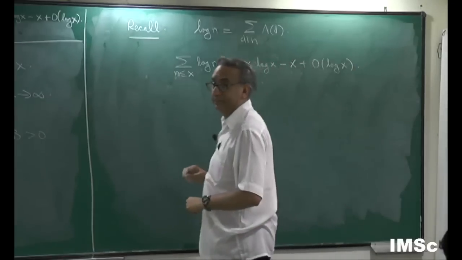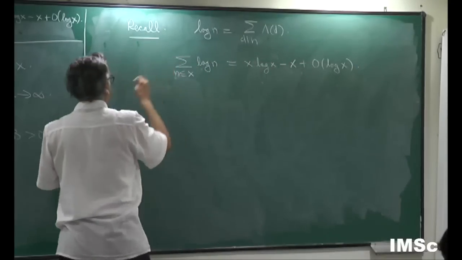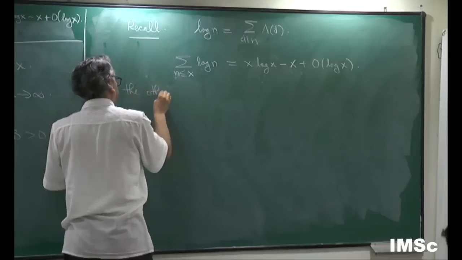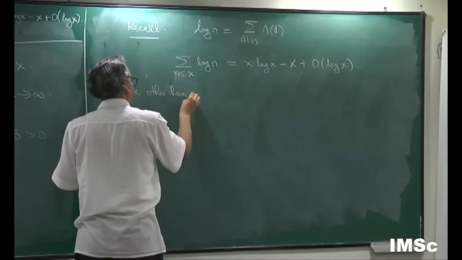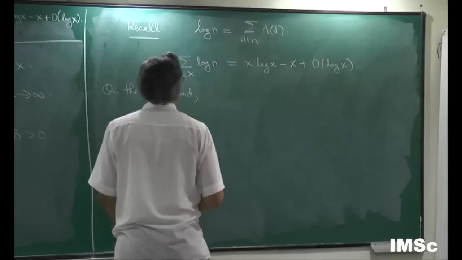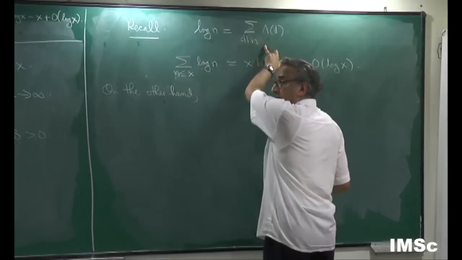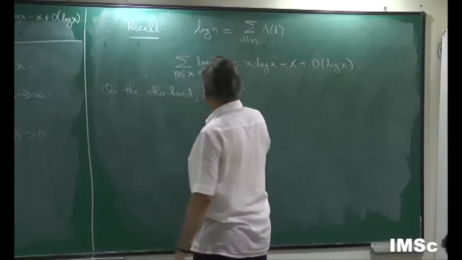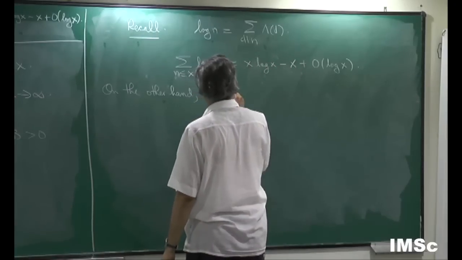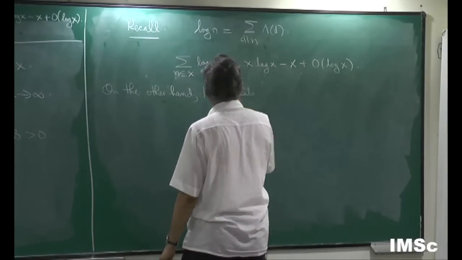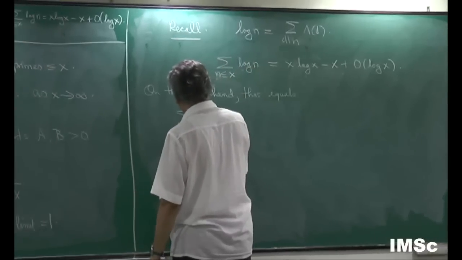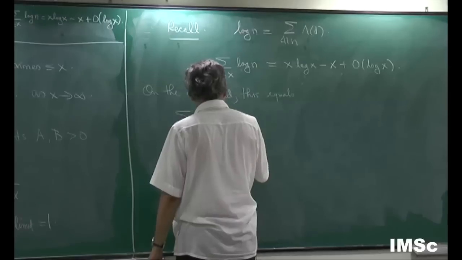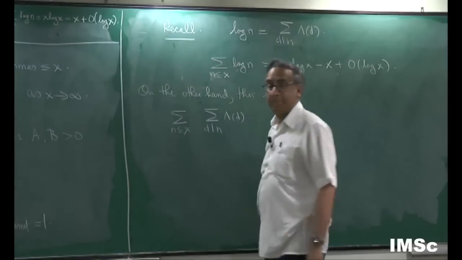Know that. On the other hand, we know that log n is this. Therefore, we put that in here. This equals the summation over n less than x, summation over d divides n of lambda d. Put it in there.